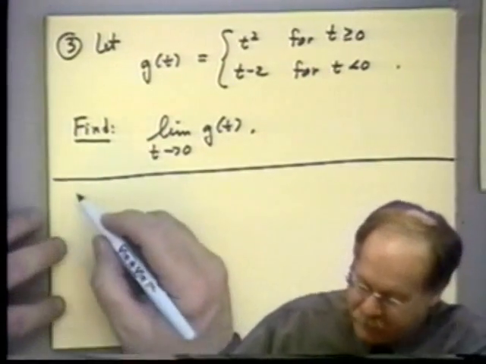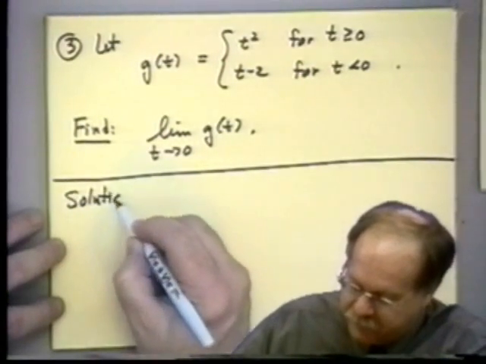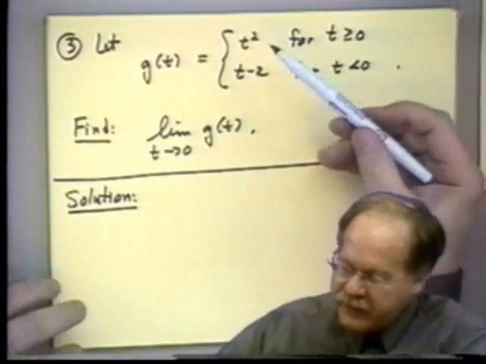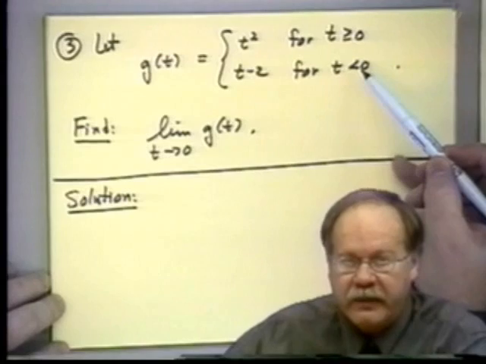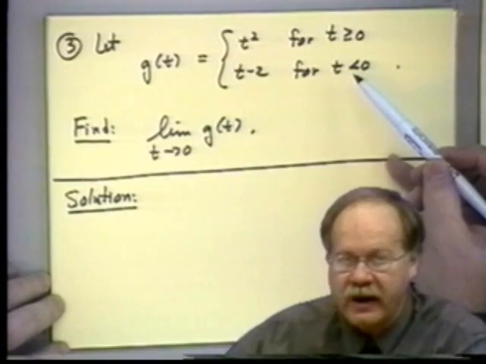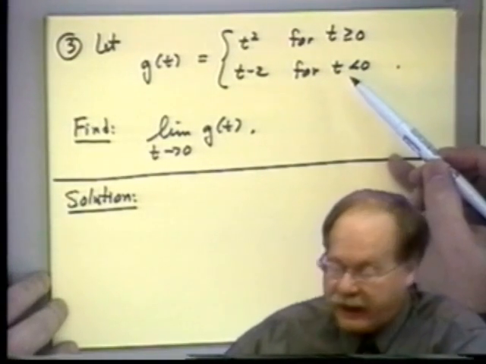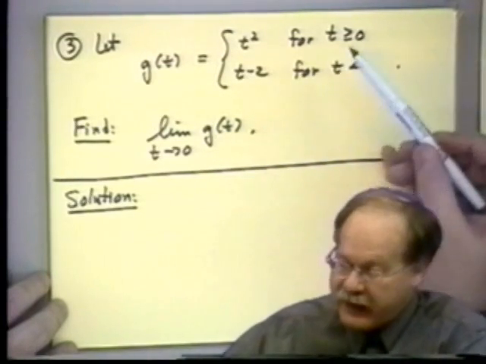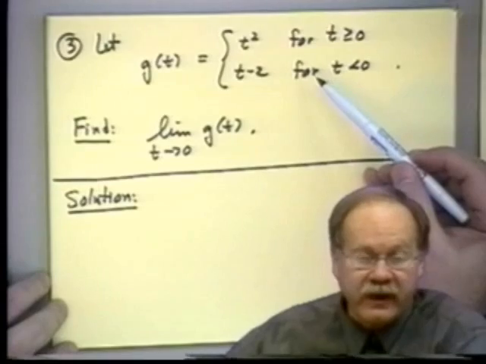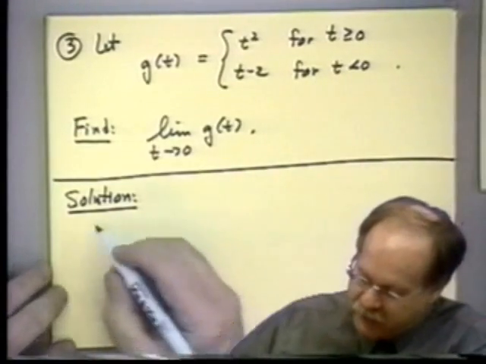Well, here's my solution. Now, since this piecewise defined function breaks at 0, I'm going to examine the two one-sided limits on either side. If I'm lucky, they will be equal, and I have a two-sided limit, and I'll be able to answer this question with a specific number. If not, at least I will know that from the left and right, certain limits exist.